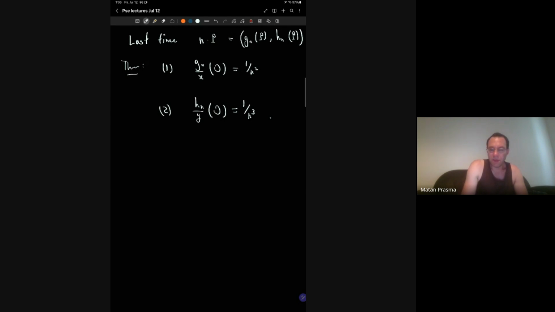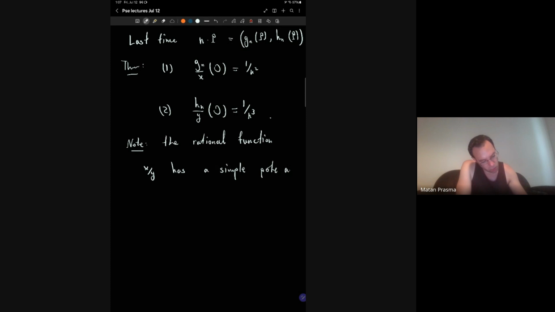Now, there is a corollary that requires a notion we talked about, that is a leading coefficient. So note the rational function x over y has a simple pole at O. That is a pole of multiplicity 1. And the reason is that the degree here is 2, and the degree here is 3.